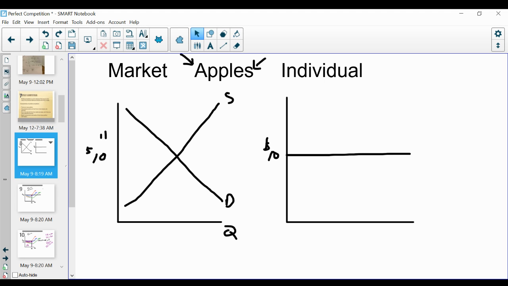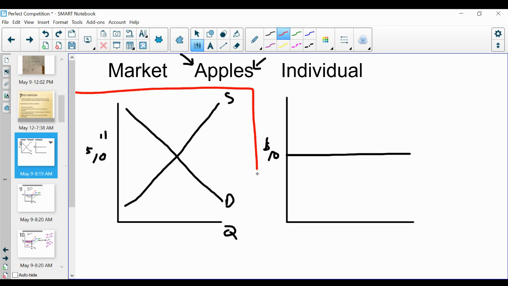What we're looking into is perfect competition. I'm going to use apples because no matter who produces them, they're relatively the same. This first curve over here on your left is the market demand and supply for apples. That's why it is downward sloping.